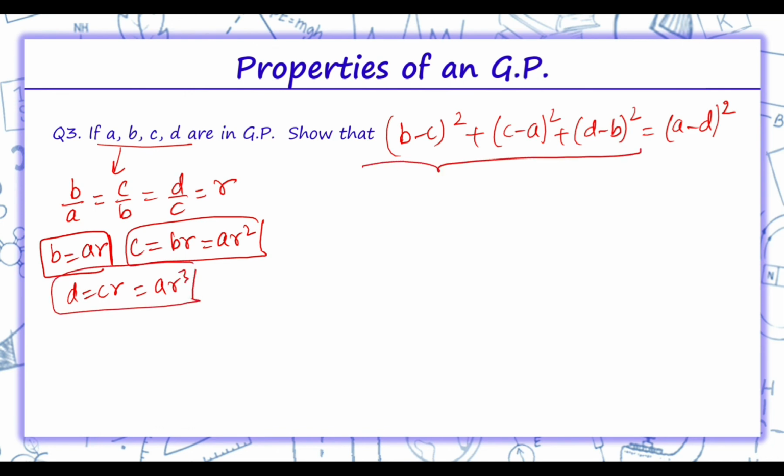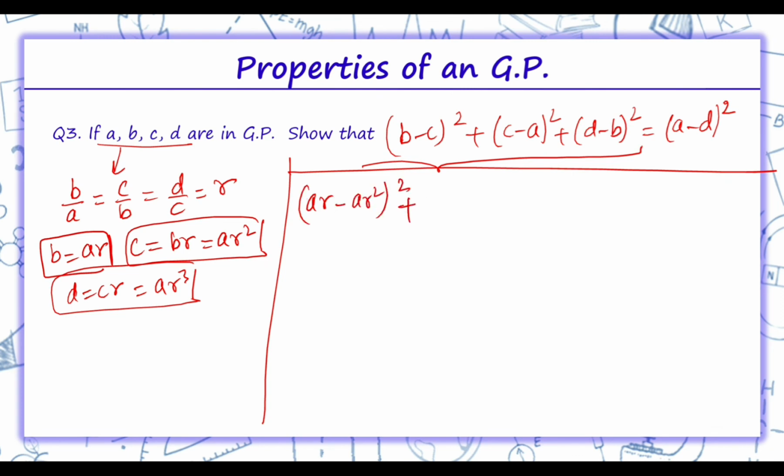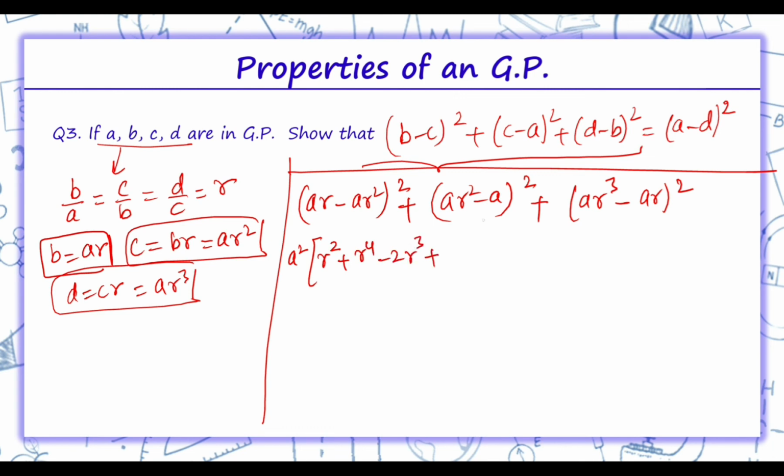Putting these values in the question, we will get B minus C, that is AR minus AR squared, whole squared, plus C minus A, that is AR squared minus A, whole squared, plus D minus B, that is AR cubed minus AR, whole squared. Solving it, A is common to each term, so we will take A squared. Then here we can take R common, so we will solve (R minus R squared) squared. So, it will be R squared plus R to the power 4 minus 2R cubed. Similarly, over here R to the power 4 plus 1 minus 2R squared.